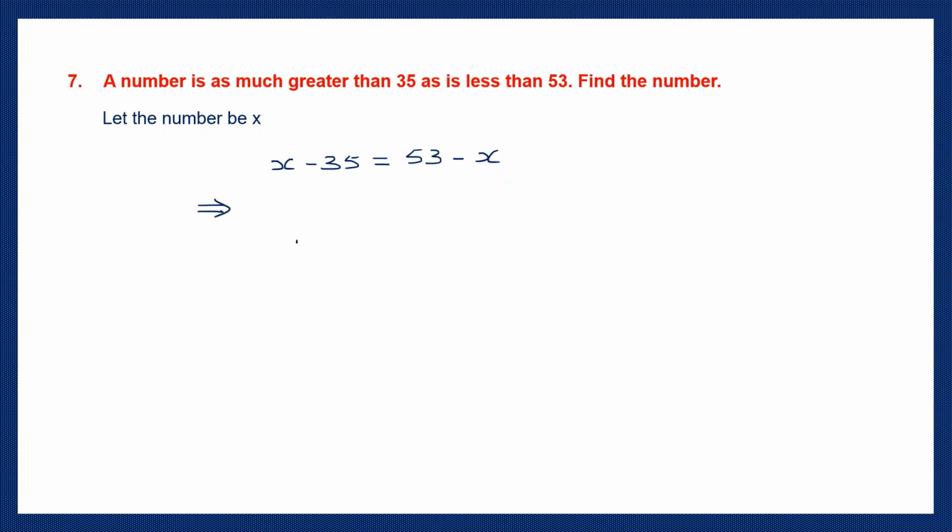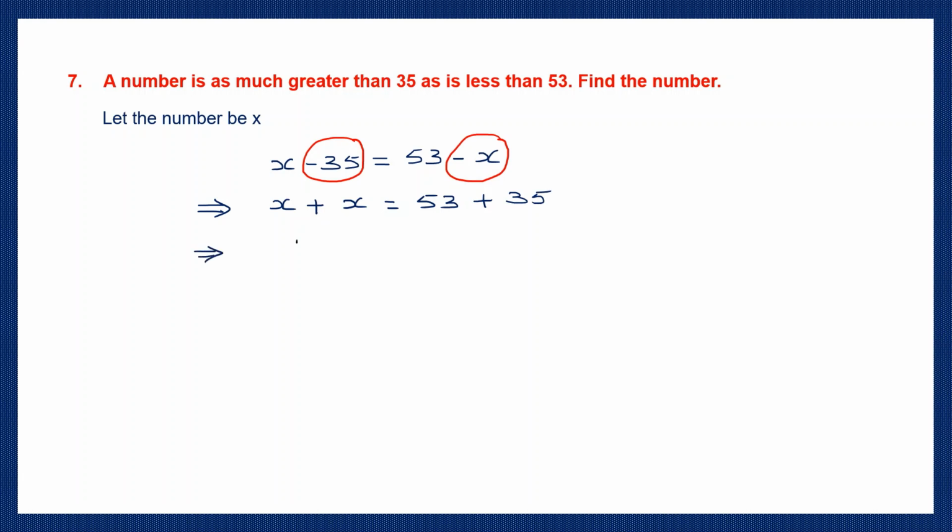So we'll rearrange it. So I have this x here already. Now I'm going to transpose this minus x from the right hand side to the left. It's going to become plus x. And here I already have 53. Now I'm going to transpose minus 35 to the right hand side. It's going to become plus 35.